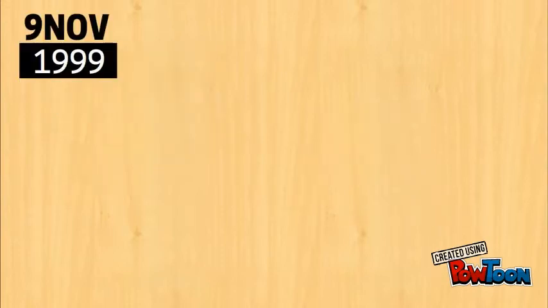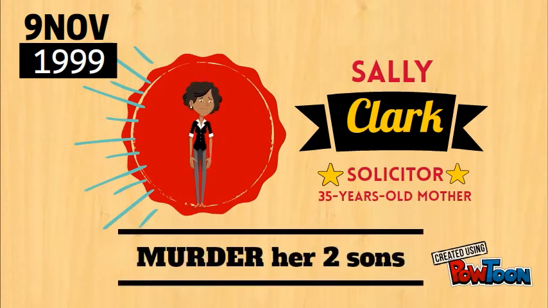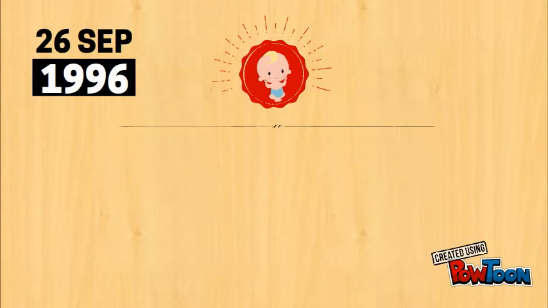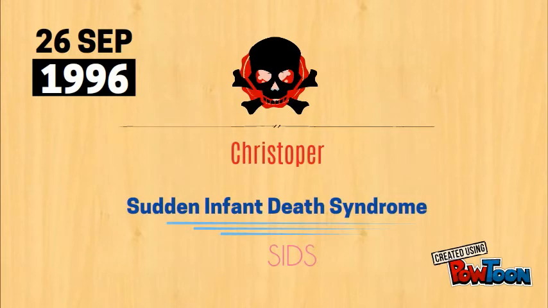On the 9th of November 1999, Sally Clark, a 35-year-old British solicitor, was convicted of the murder of her first two children. Sally Clark's first son, Christopher, was born on 26 September 1996. He was found dead when he was only 11 weeks old. His death had originally been treated as arising from natural causes, probably sudden infant death syndrome, SIDS.